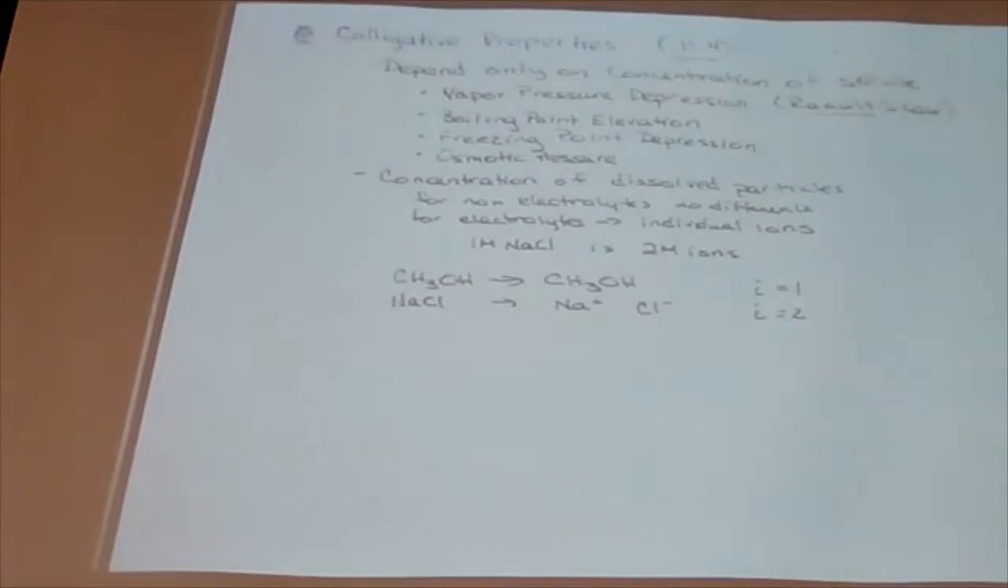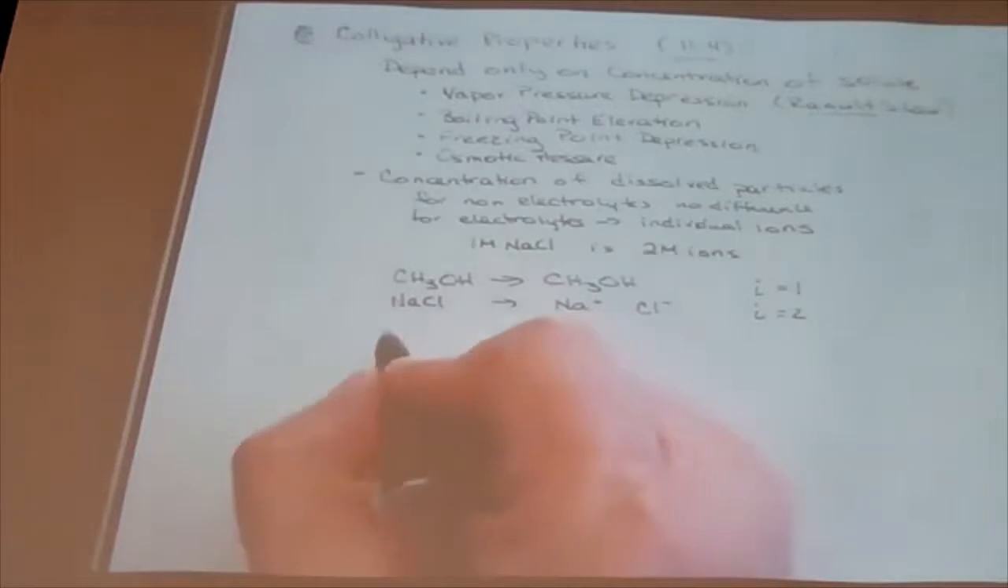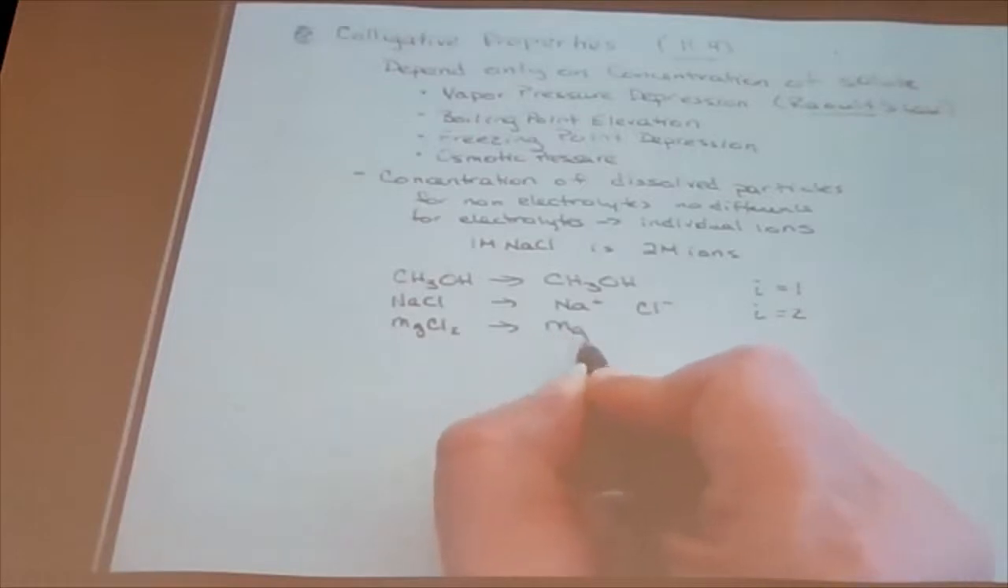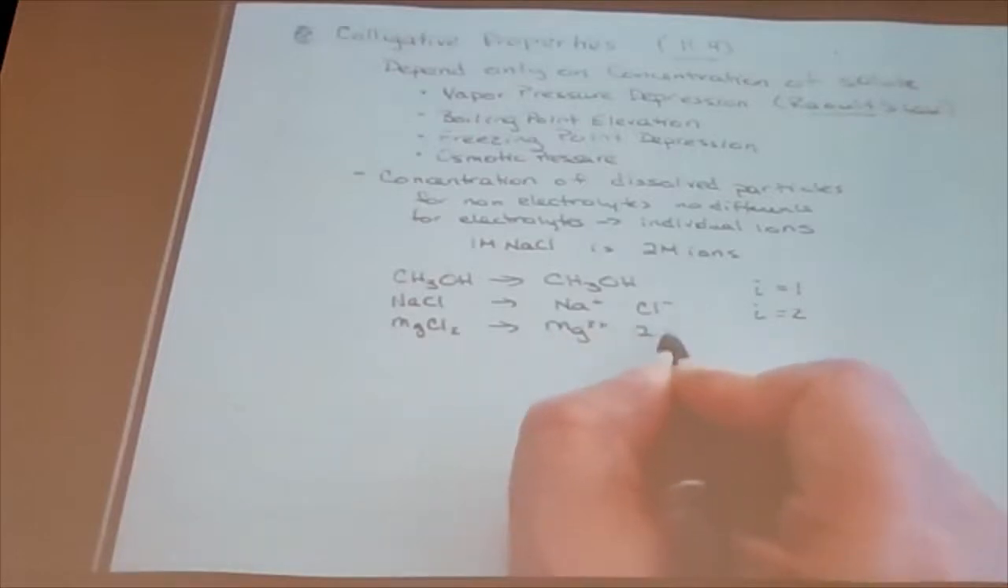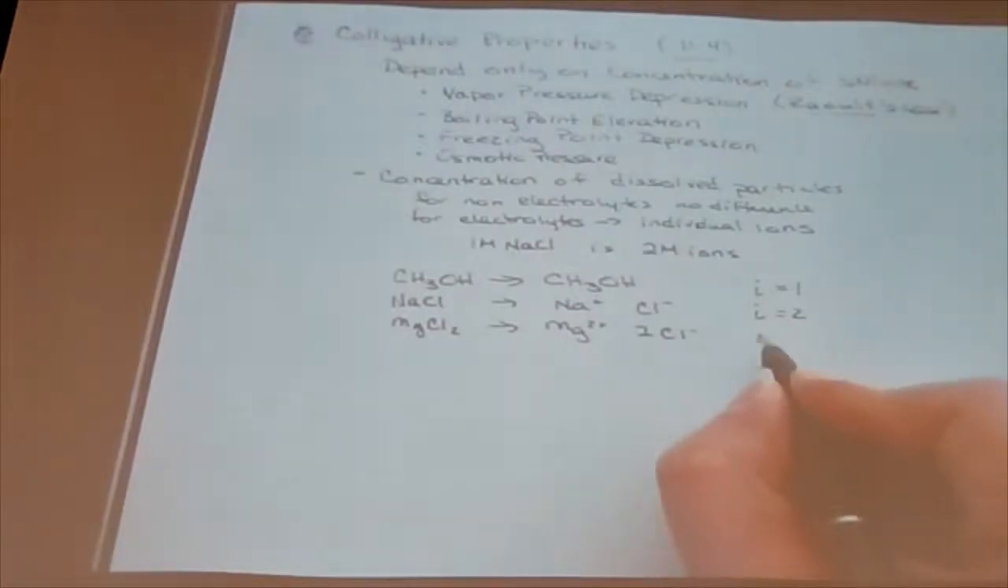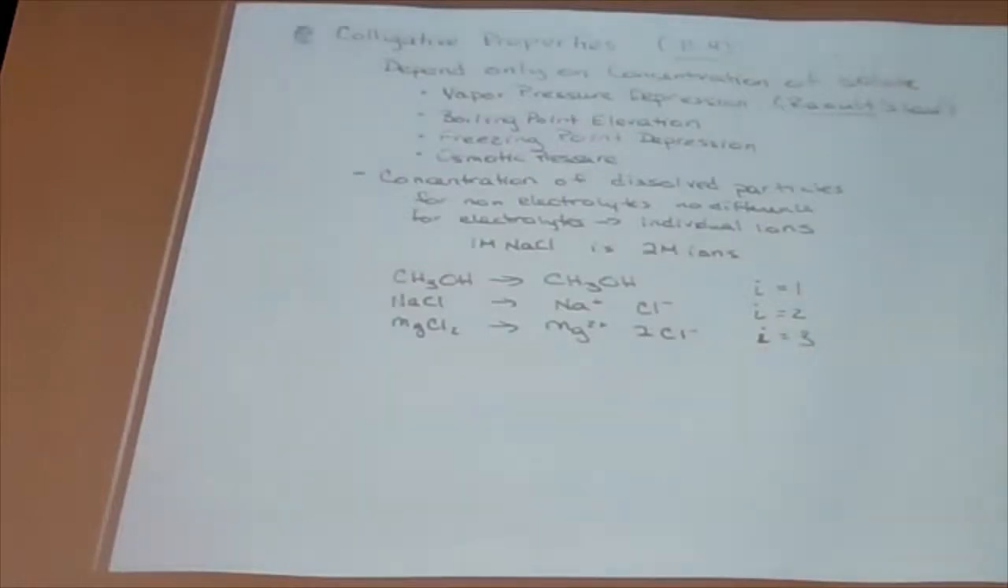Now, if I have magnesium chloride, I need to pay attention to how many chlorines there are, because the chlorines don't buddy up together. Instead, I get 1 magnesium ion and 2 chlorine ions. So that means I have a total factor of 3. Okay, so we're looking at how many ions we form.